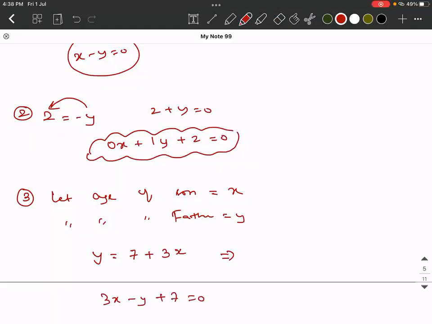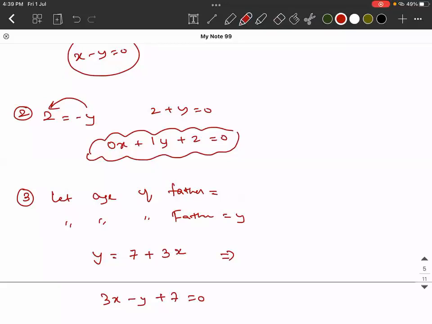Or 3x minus y plus 7 is equal to 0. I don't know how they have given the answer. In the given solution they took x as son. Okay. So is there an option of 3x minus y? Then it's okay. Or else the question would have been ambiguous.